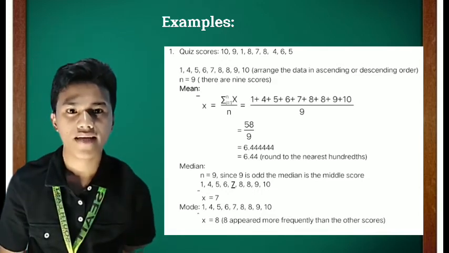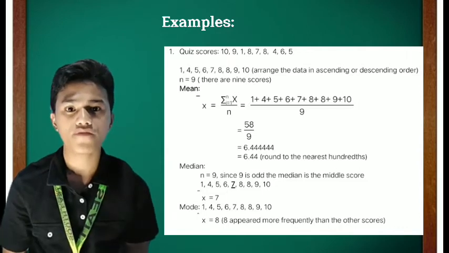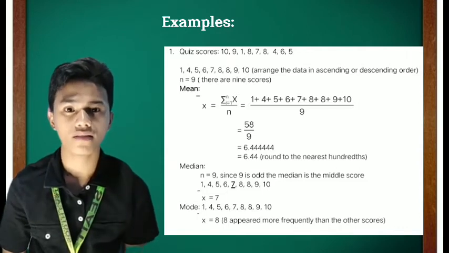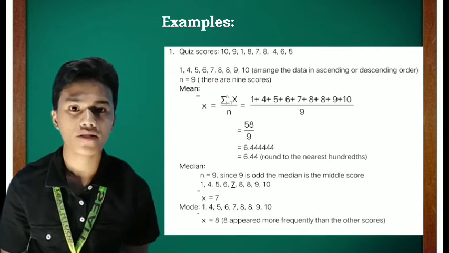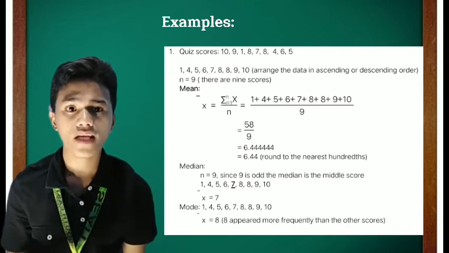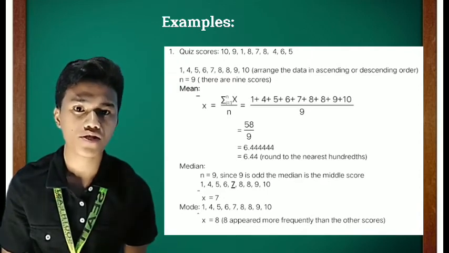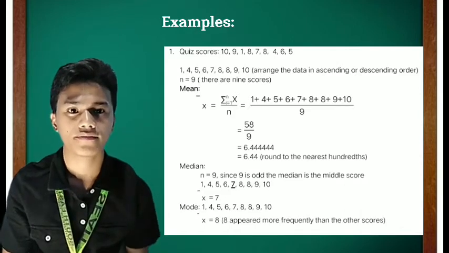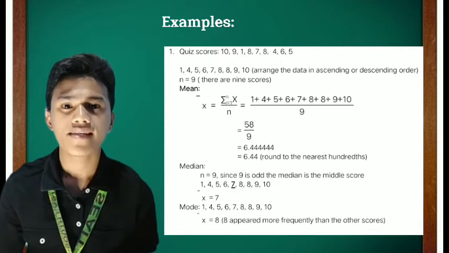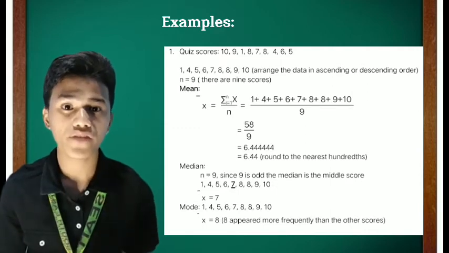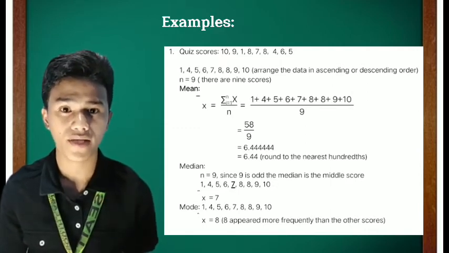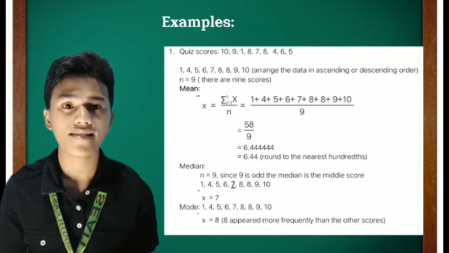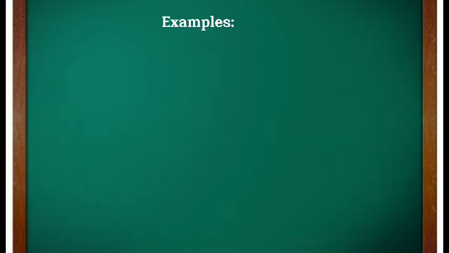Next is median. Since the total number of data is 9, which is odd, the median is the middle score. Since 7 is the middle score, the median is x equals 7. And the last is mode. Since 8 appeared more frequently than the other scores, the mode is x equals 8.